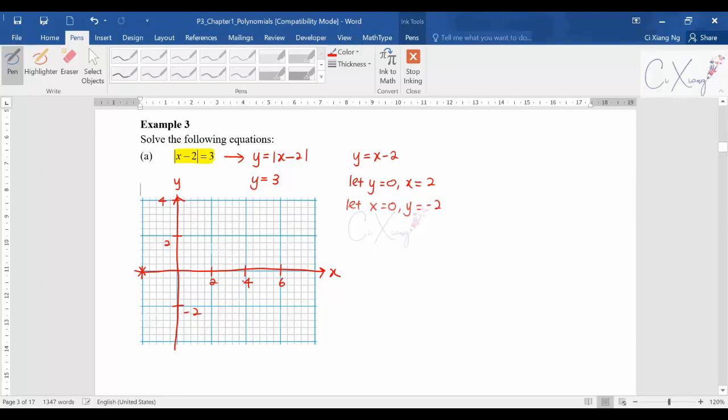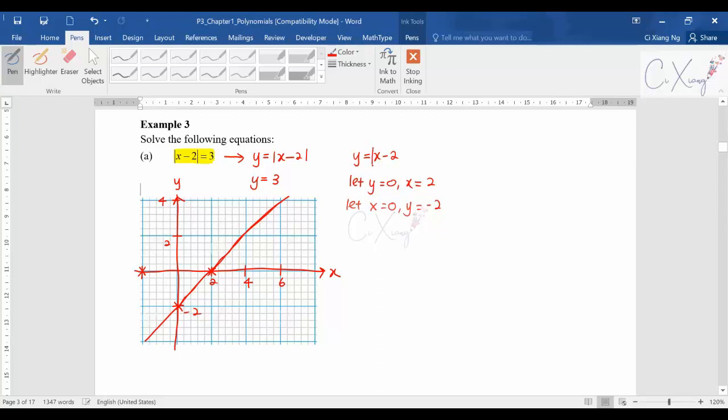I will plot the points here. When y equals 0, x equals 2, which is this one. When x equals 0, y equals negative 2, that means this point. So you can draw a line like this. This is the original graph without modulus, y equals x minus 2.